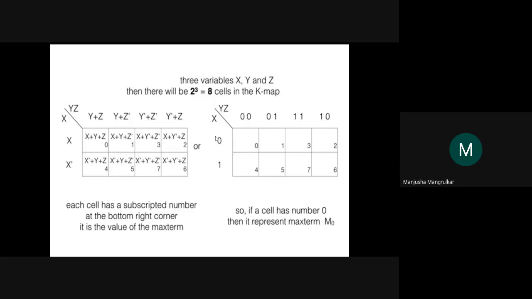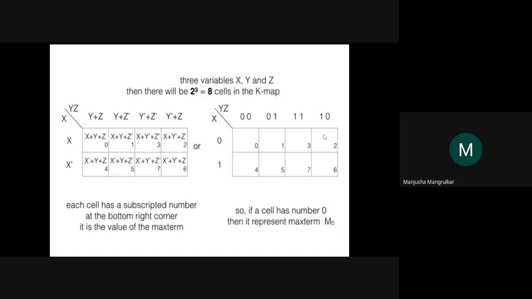So now for the first cell, all variables are 0. X 0, y 0, z 0. So what will be the term of this? It is x plus y plus z, right? Now, what will be the term here? X is equal to 0, y is equal to 0, but z is equal to 1. So the term of this cell is x plus y plus z complement, right?